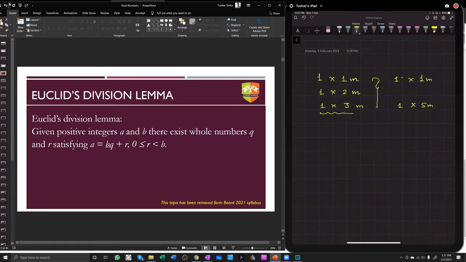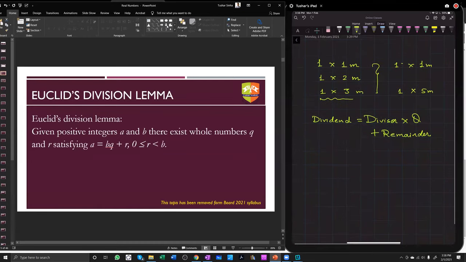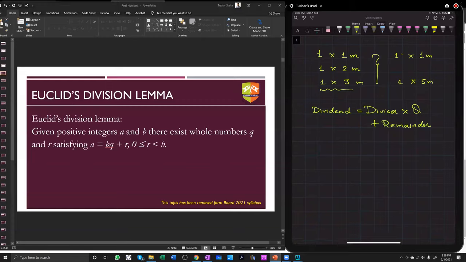Anyway, Euclid's division lemma is very basic. Though it is removed, I have still included it in the discussion because it is the most basic. How can you not study Euclid's division lemma? It says that given positive integers a and b, there exist whole numbers q and r satisfying a equals bq plus r, which is the more sophisticated form of writing what you have seen: dividend equals divisor into quotient plus the remainder, right? The remainder here is always less than the divisor. That's what you already know, and this is formally written. It was just never told to you that it is called Euclid's division lemma until now.